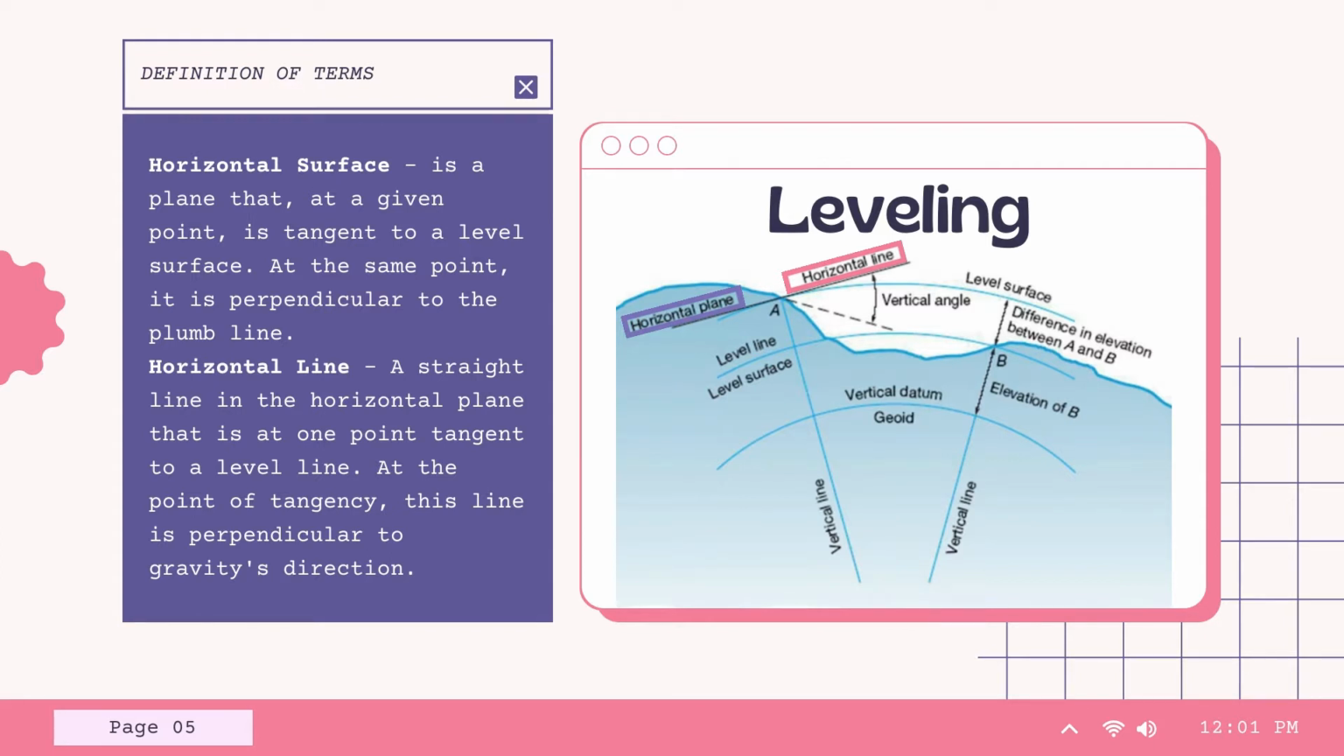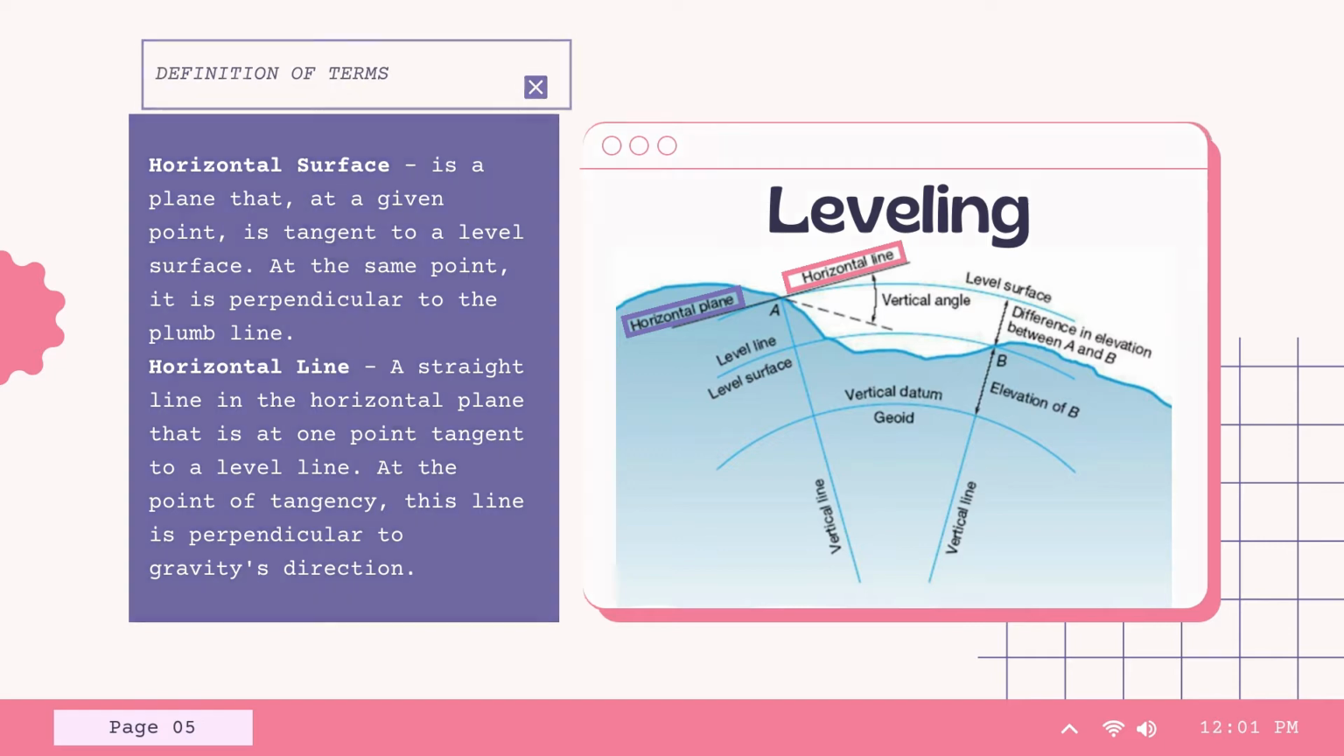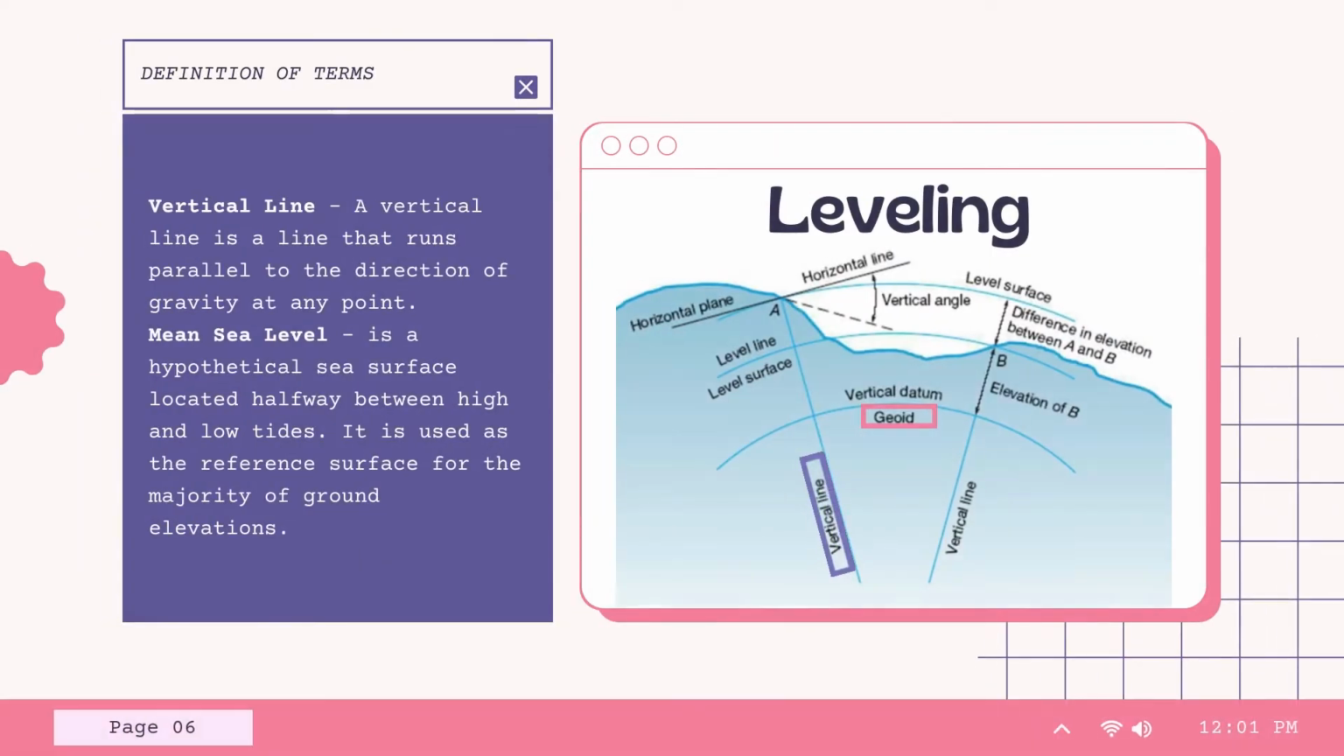Then we have the horizontal line. It is a straight line in the horizontal plane that is at one point tangent to a level line. At the point of tangency, this line is perpendicular to gravity's direction. Next, we have the vertical line. It is a line that runs parallel to the direction of gravity at any point. The direction taken by a string supporting a hanging plumb bob passing through a point exemplifies it.